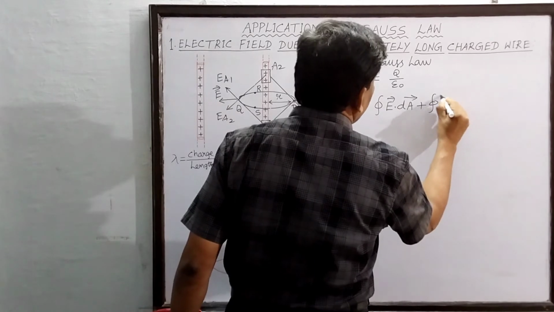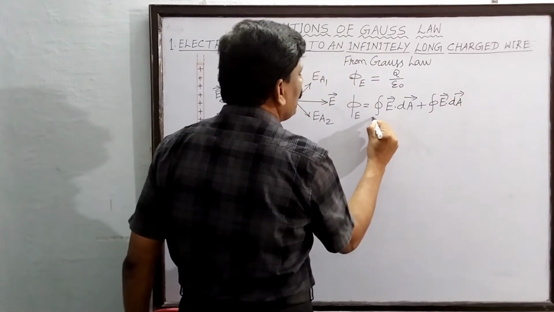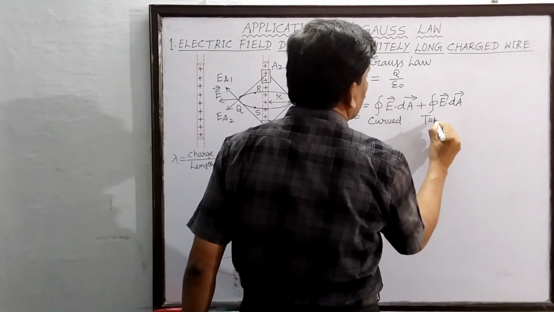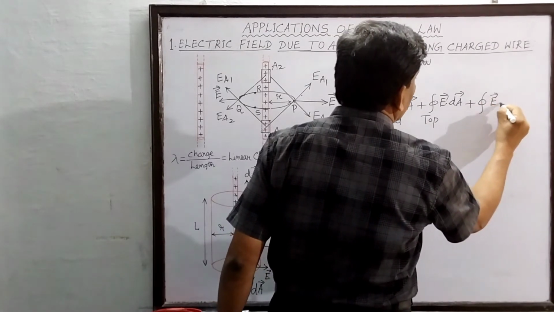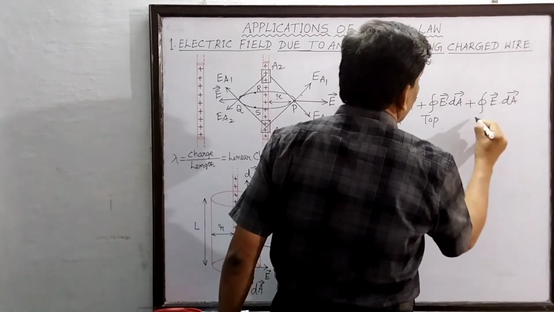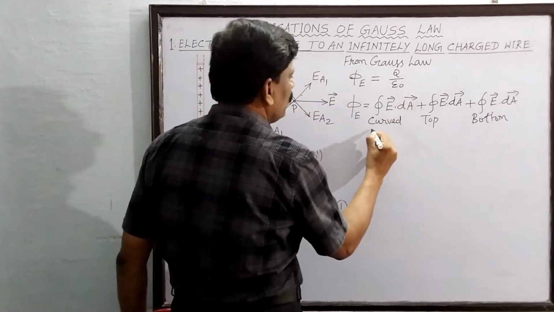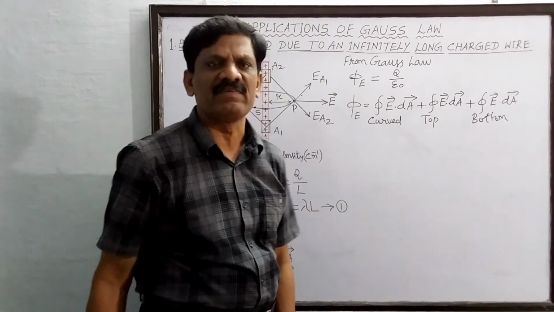So this is E dot dA. One is for the curved surface. This is for the top surface. And the third term is for the bottom surface, E dot dA for the bottom surface. So the first one is for the curved surface, this is top and this is the bottom surface.